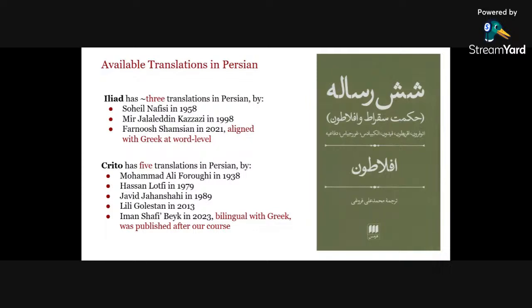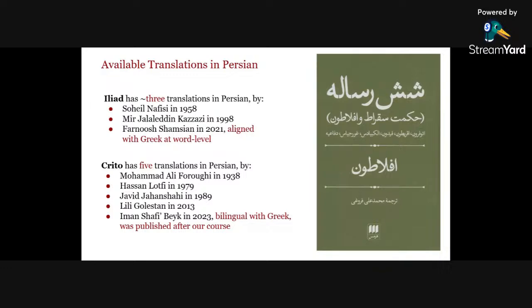in Persian. So Iliad has almost 3 translations. I say almost because we have 2 indirect translations and 1 partial translation that is directly from Greek, and I produced that translation and aligned it at word level to the Greek text. And Crito has currently 5 translations. If you include the 3 translations produced in this course, it would be 8.